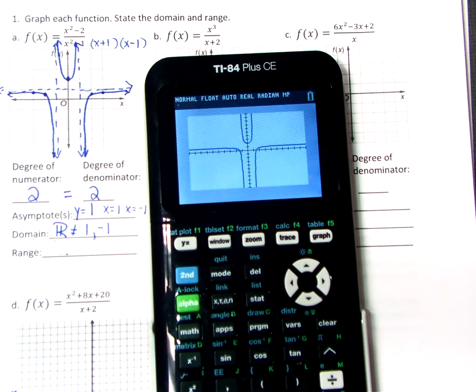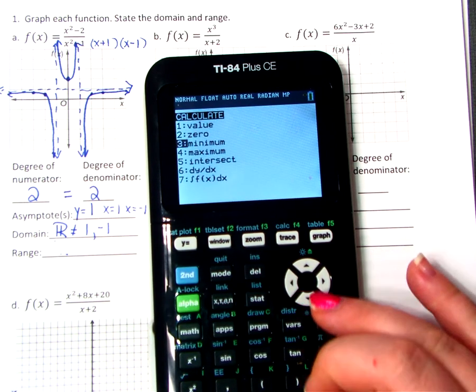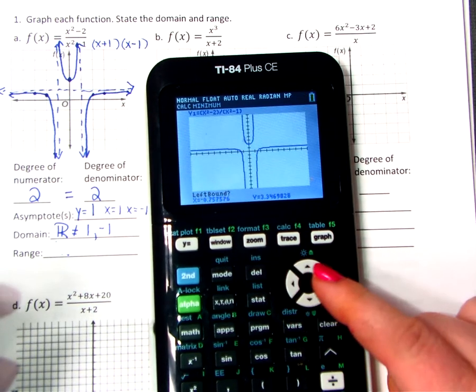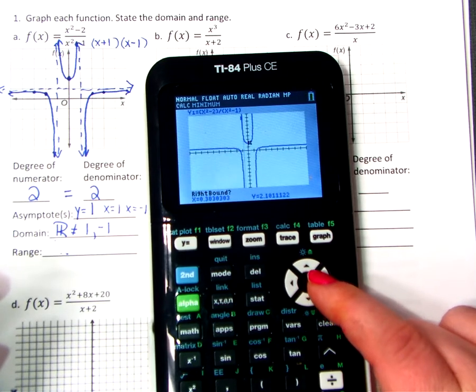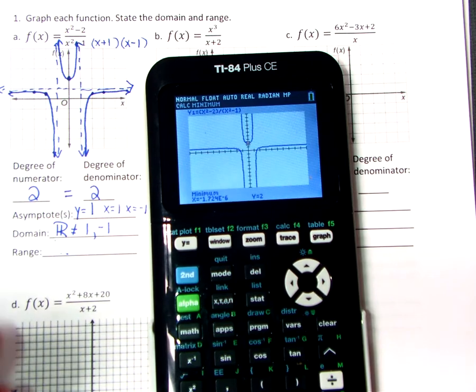So we need to make sure that we know the minimum value of that U shape. We can't be sure that it's exactly 2 because we don't have any other points to base our knowledge off of. So you need to use your minimum calculating tool. Second, calc, minimum. And we're going to go to the left side and the right side, just like we did with parabolas. And just double check that, yes, it is in fact 2, the minimum value.